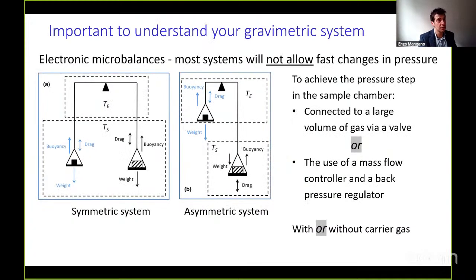Another important differentiation between the gravimetric systems is the way in which the pressure step is implemented. Normally, this can be done using a large volume of gas via a valve and a restriction, or you can have a mass flow controller and a pressure controller and a pressure regulator. And it can be with or without a carrier gas. This is important because, based on the way in which the pressure or concentration step is applied, the way in which you interpret and analyze the data changes.